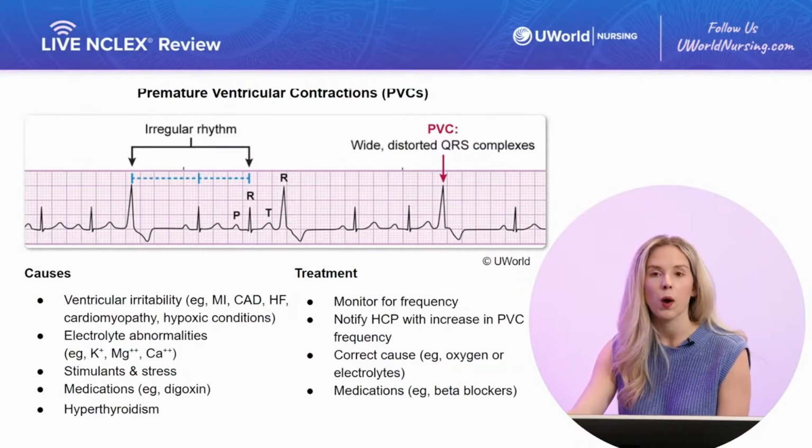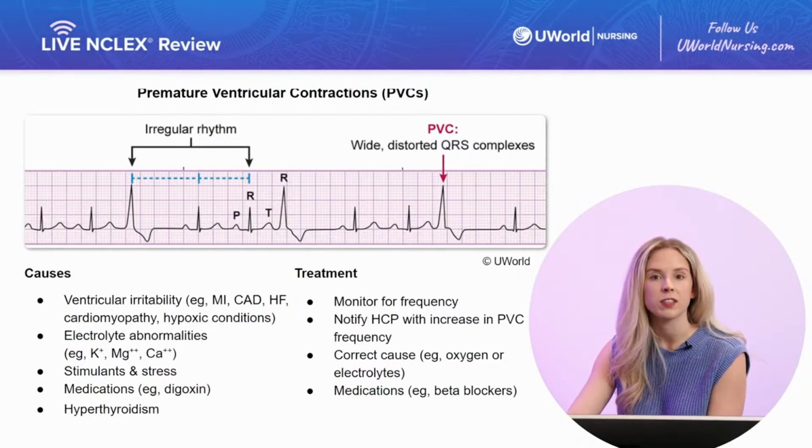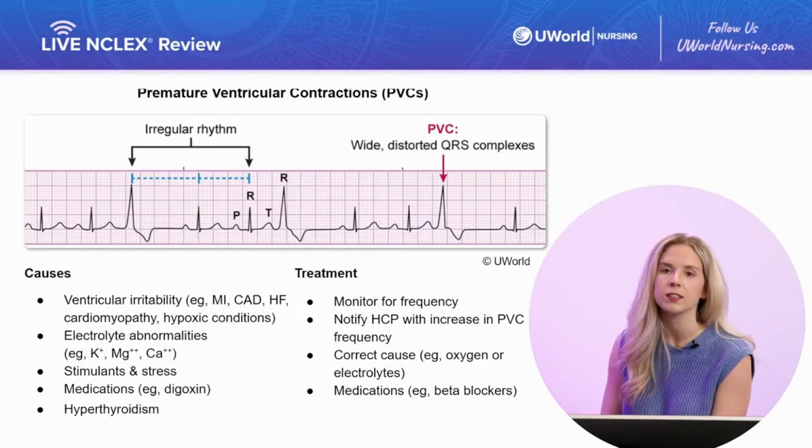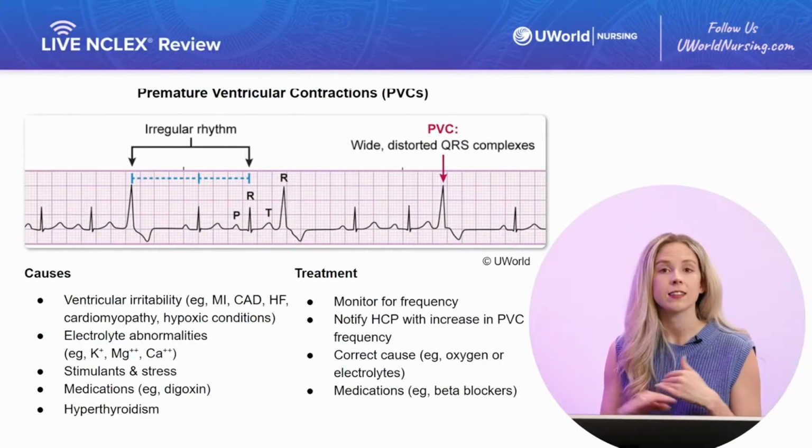Alright, so let's talk about what PVCs will look like on an ECG strip. You all can see the ECG that we have displayed on the slide, but PVCs will look like a variable heart rate, so that R to R interval is not going to be consistent.